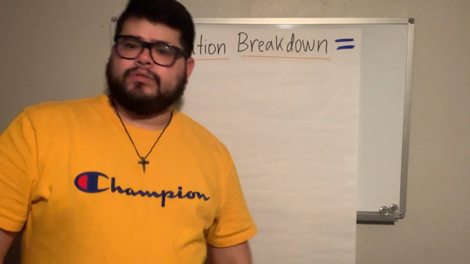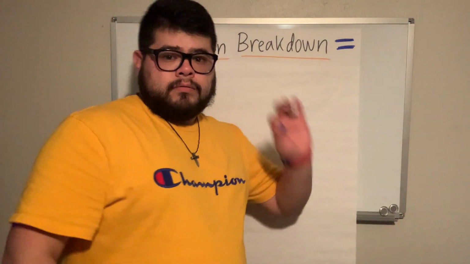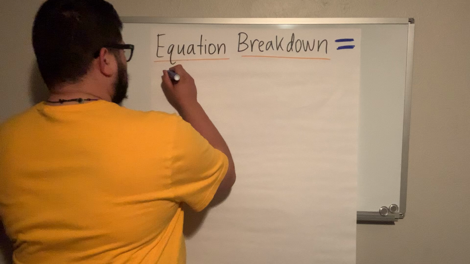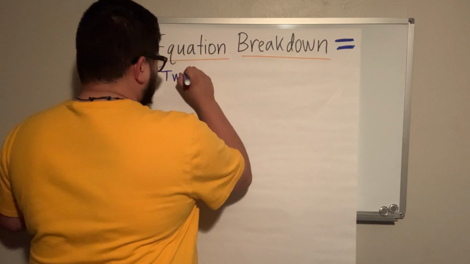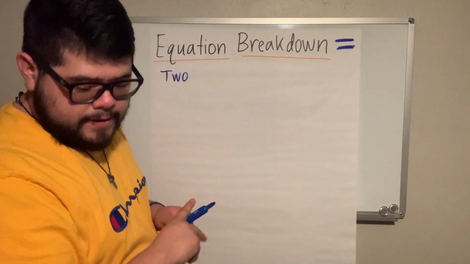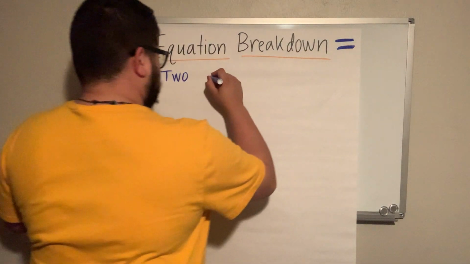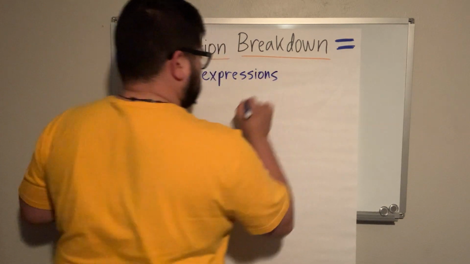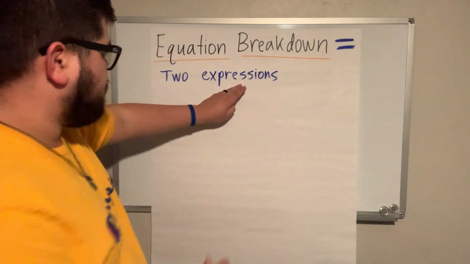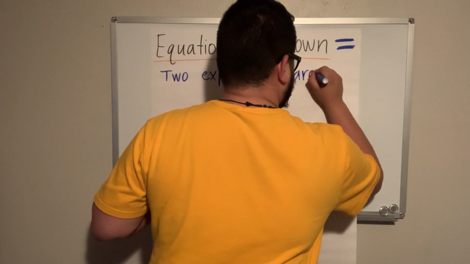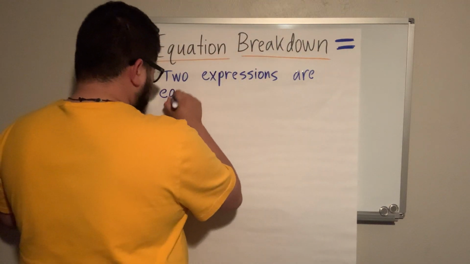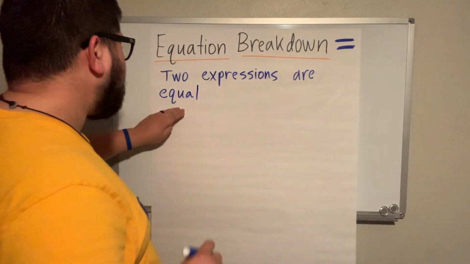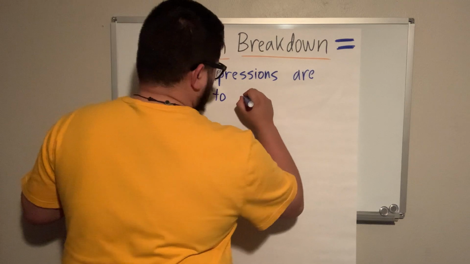Equations have equal signs. Okay, equations have equal signs. We do have equal signs, and what an equation is, let's go ahead and write that right here. Two expressions are equal to each other.